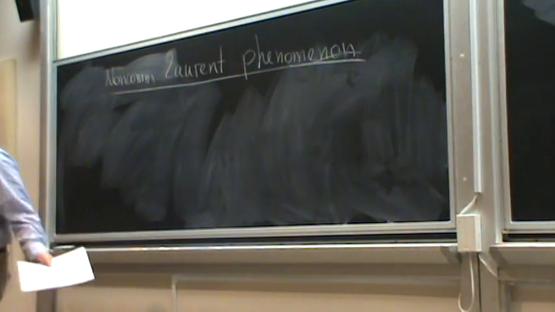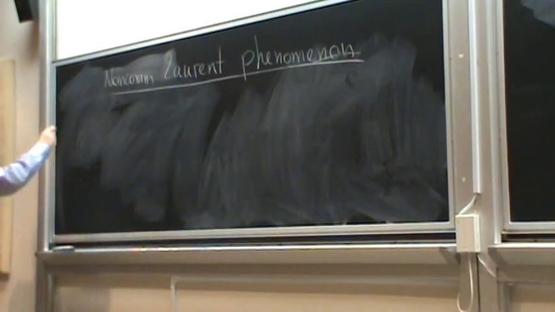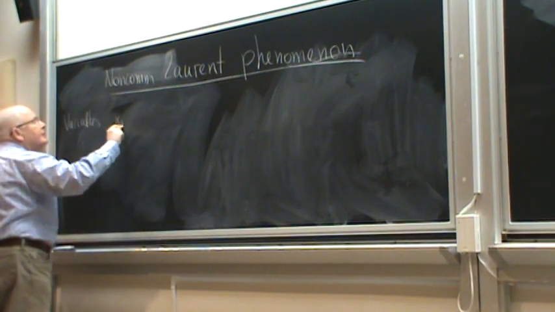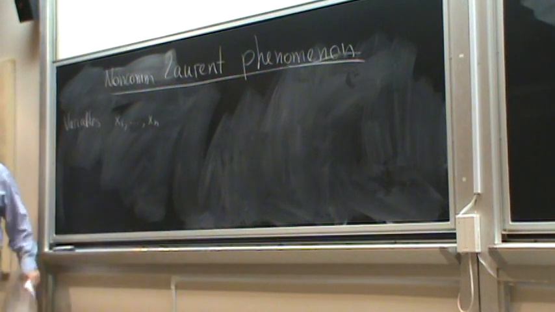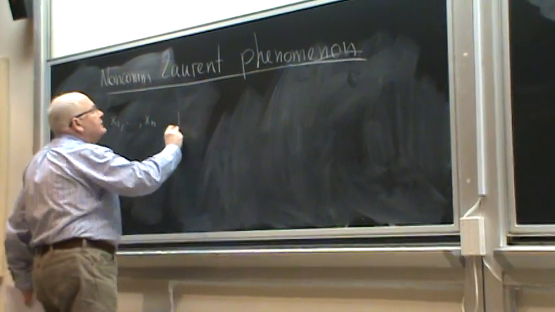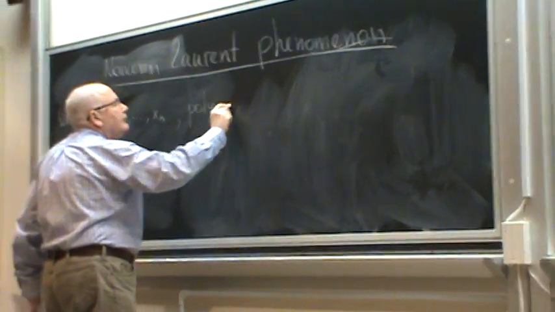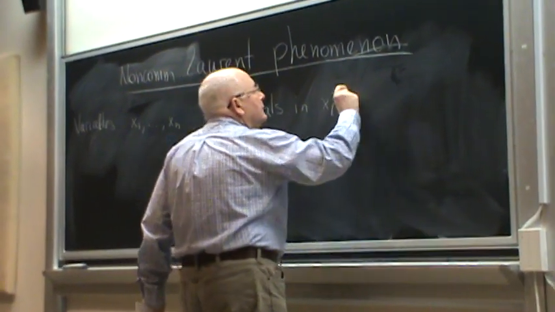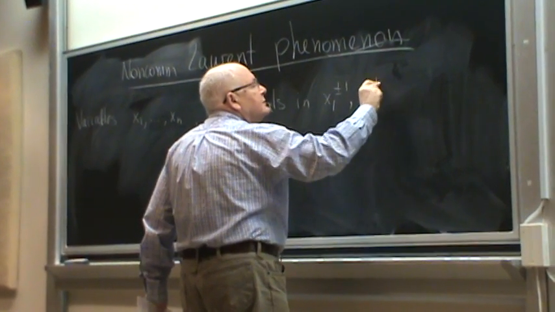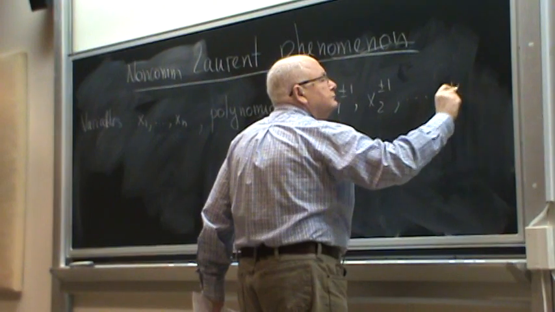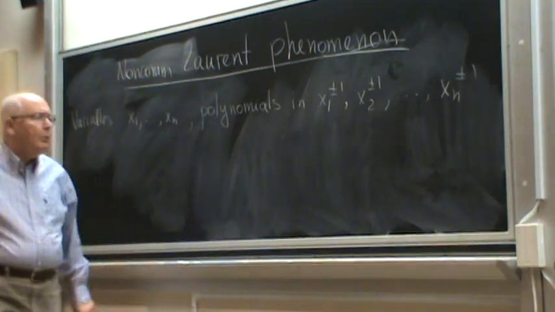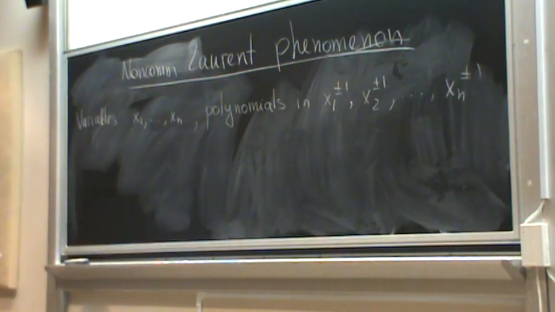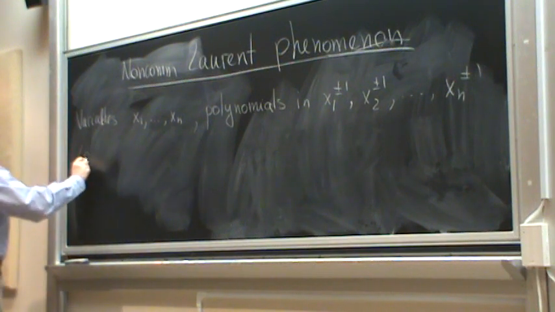First let me recall what Laurent polynomials are. If you have variables, commutative or non-commutative, x1, ..., xn, then you consider polynomials in these variables or their inverses with given coefficients, and they are called Laurent polynomials.